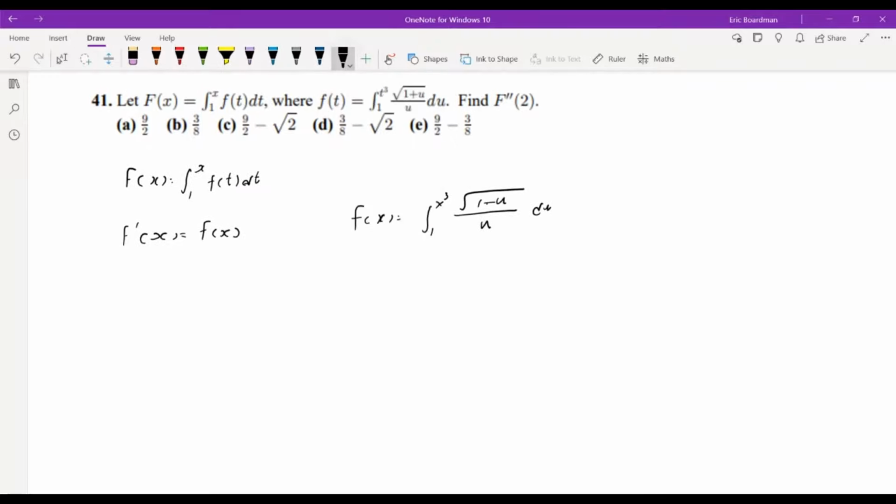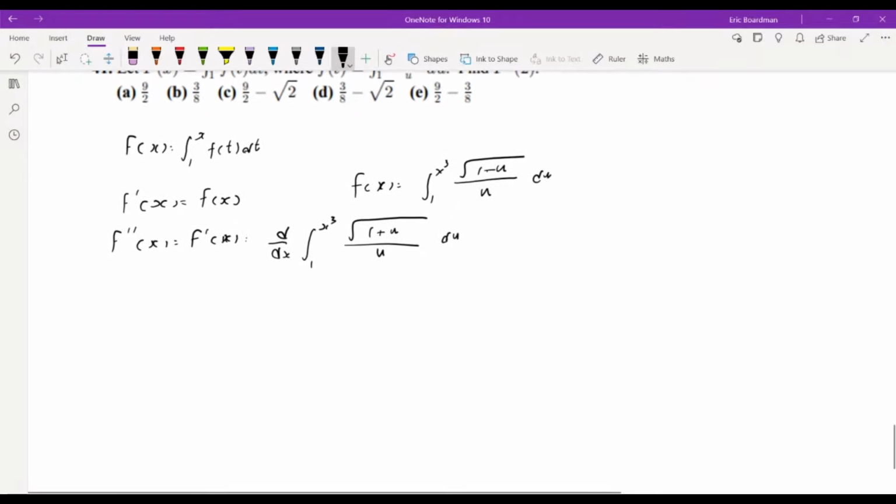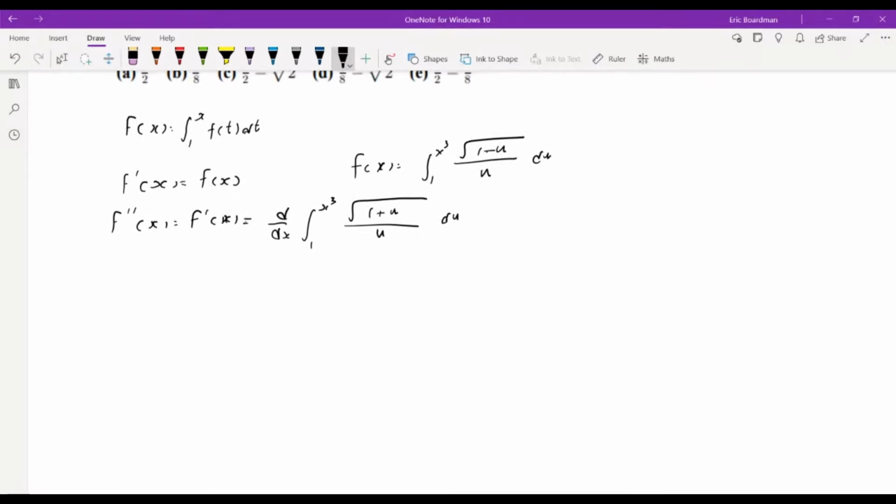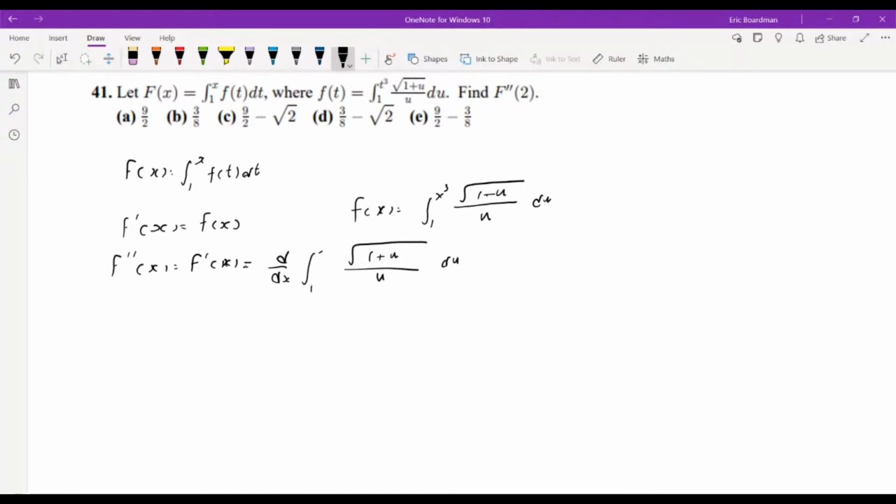So now, the second derivative of big F is going to be the first derivative of small f, which is the derivative of the integral from 1 to x cubed of the square root of 1 plus u over u integrated with respect to u. And this would be completely fine if this was an x. We can just do the same thing we did with big F. But the thing is, this is not an x. That's an x cubed. So we have to do the chain rule.